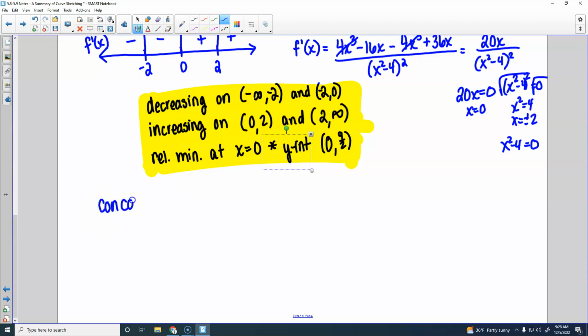So for concavity, we need to look at the signs of the second derivative.